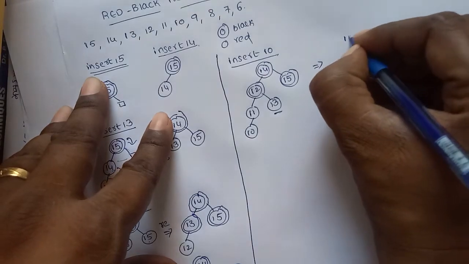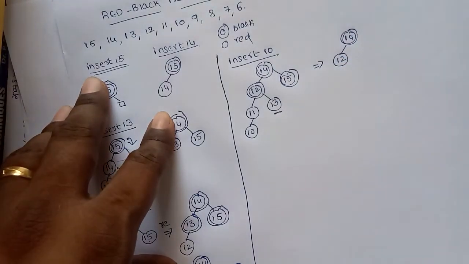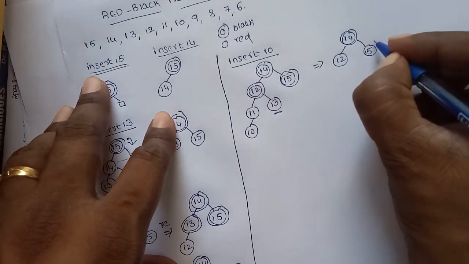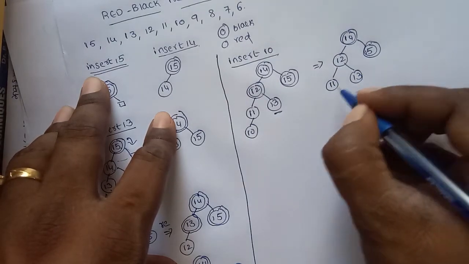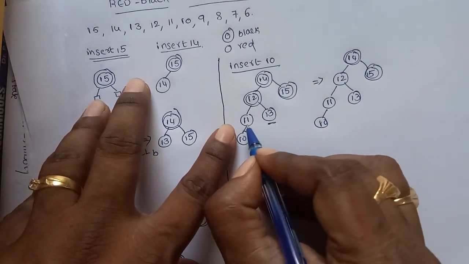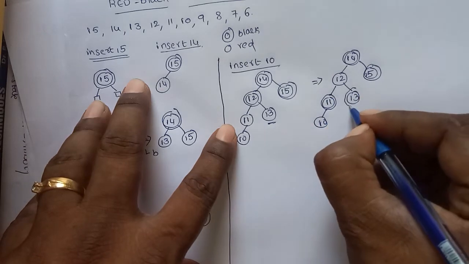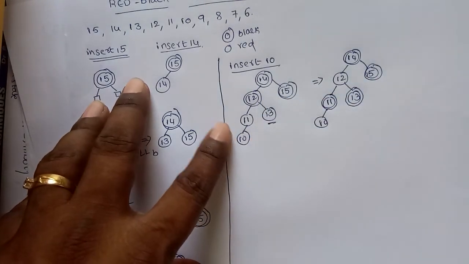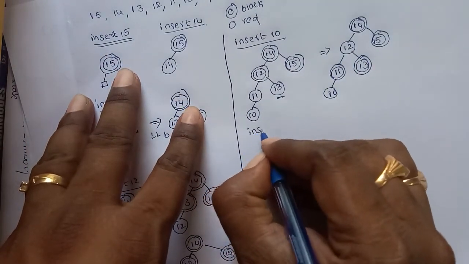After recoloring: 14, 12, 15, 11, 13, 10. So how to recolor? Change the color of their parents. The parent level, 11 and 13, both red, are converted into black color. The grandparent 12 is black, converted into red color. This is the insertion of 10.